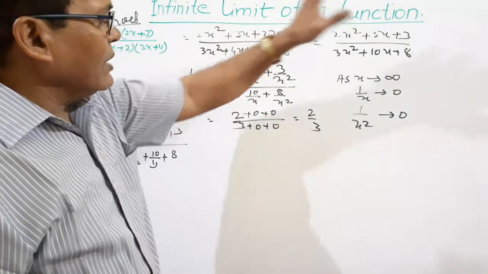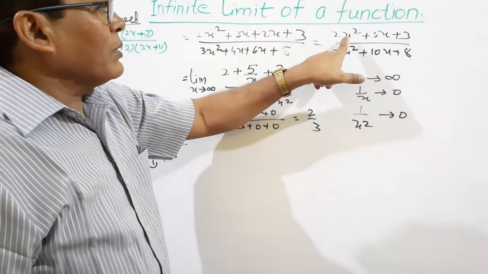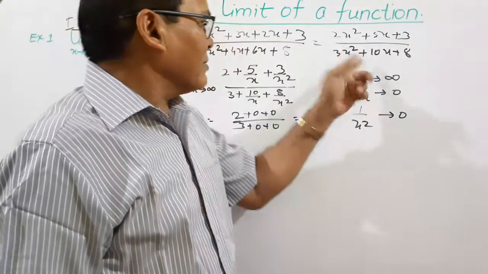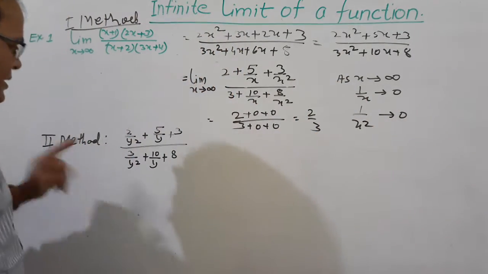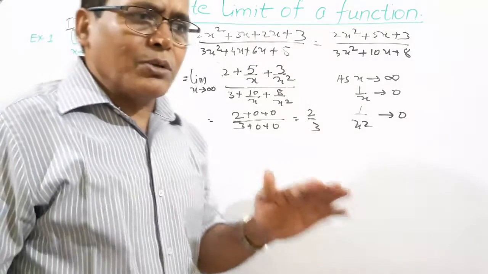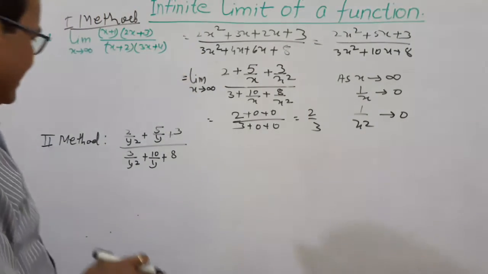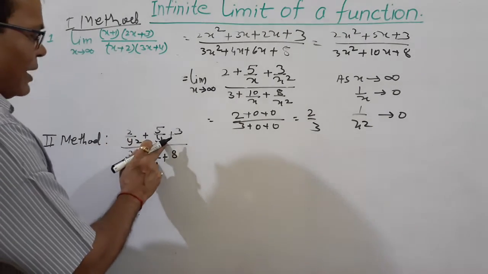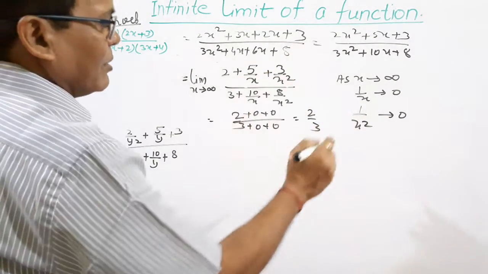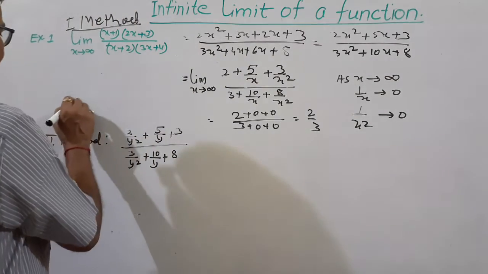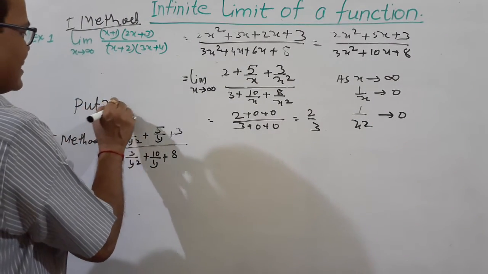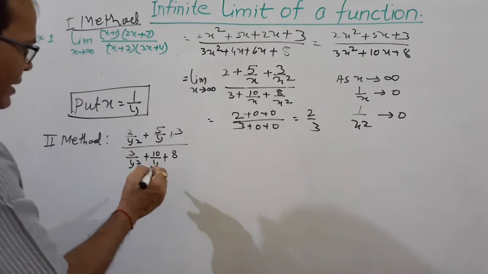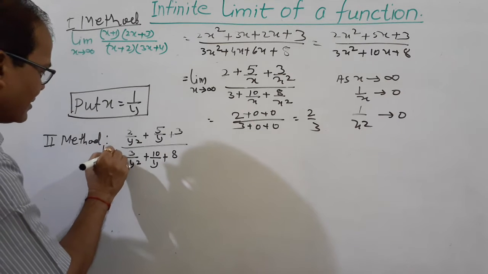Second method: from here only, we can put the value of x as 1 by y. Second method is to put x equal to 1 by y. Then we are getting 2x square means 2 by y square, plus 5 by y, plus 3. Wherever there is x, put x equal to 1 by y. This is the second method. Then we can approach the limit in terms of y.